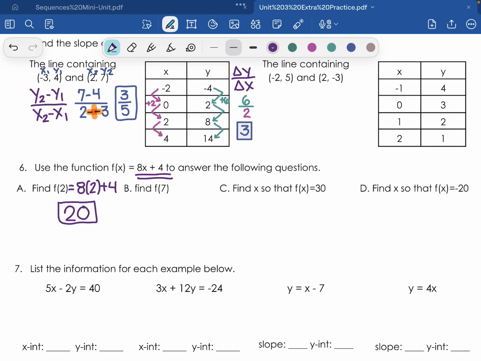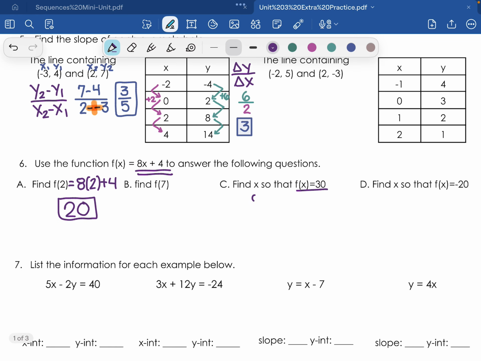Now, before you try B, let's do C. On C, the difference is it says that it equals 30. So you need to solve the equation 8x plus 4 equals 30. You don't plug it in for x, you set it equal to 30, and you solve by subtracting 4 to the other side.